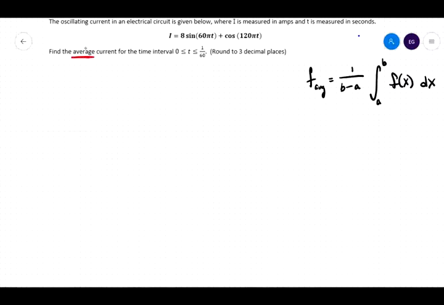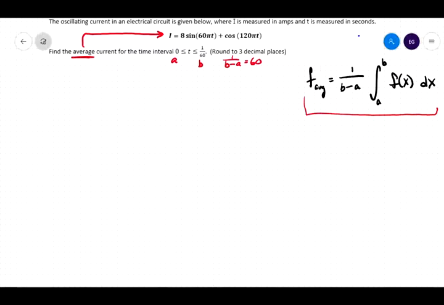So we have the average value of a function, and I is a function of t. And so over here I have the equation for the average value of a function. It's 1 over b minus a times the integral from a to b of f of x dx. And so f of x in this case is this function I. And here's our a, here's our b. So b minus a is 1 over 60, so 1 over b minus a will be 60.